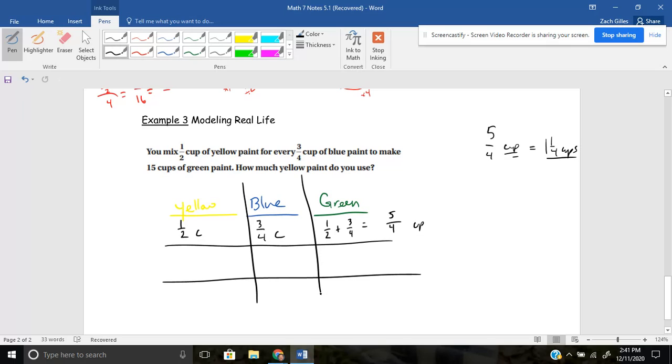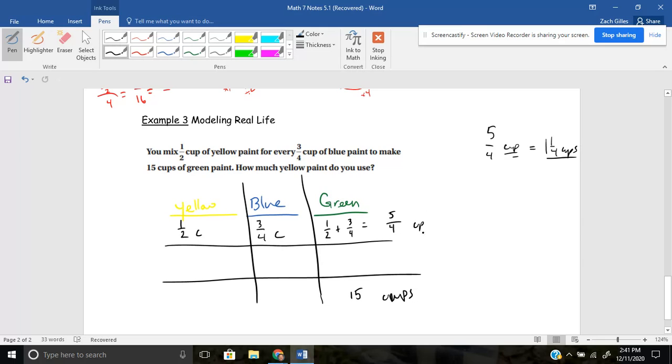So I'm going to put that down here in my table. In the end, I want 15 cups of green paint. But I need to make sure I use the correct ratio of yellow to blue. If I use too much yellow, my green will be too light. If I use too much blue, my green will be too dark. So I need to use this correct ratio. All right. So how do I do that? How do I go from 5/4 cup to 15 cups?